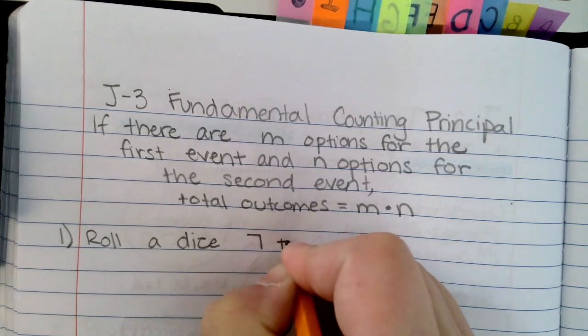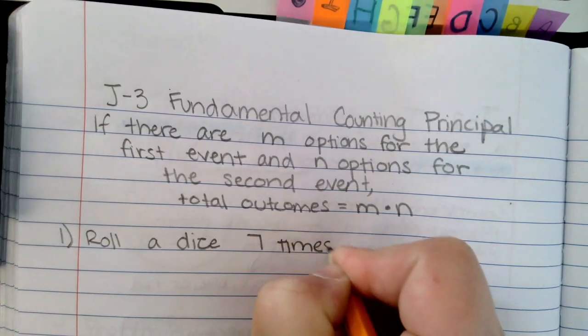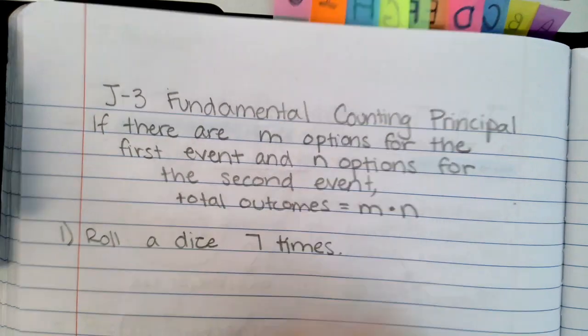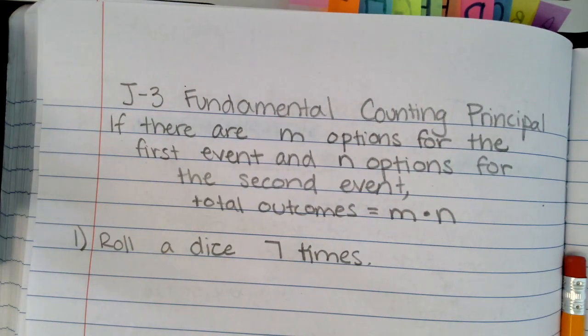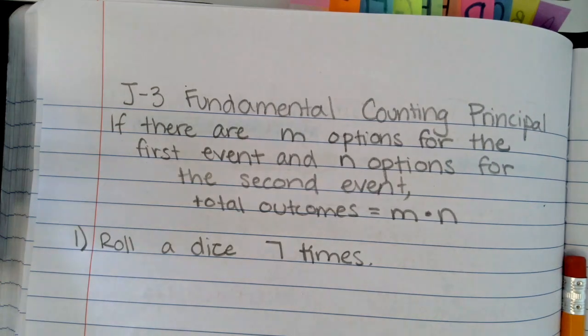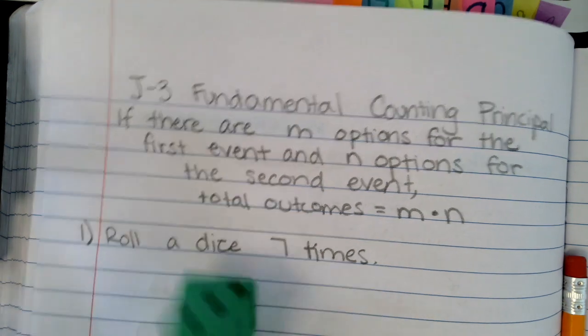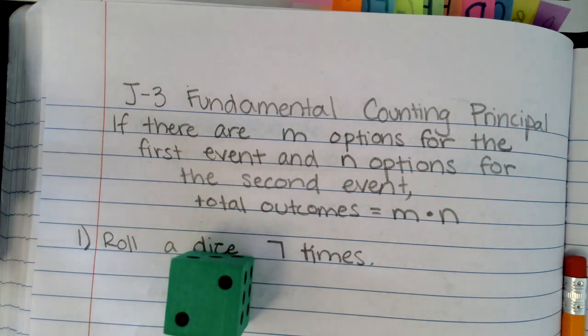Struggling to find my dice here. I don't know where it went. Alright, so when you talk about a dice, remember we're talking about the little cube with the numbers on it. Okay, and I want to know how many options are there. How many different ways can I roll a dice 7 different times? And it's going to be quite a few times because each time I roll that dice, how many options are there?